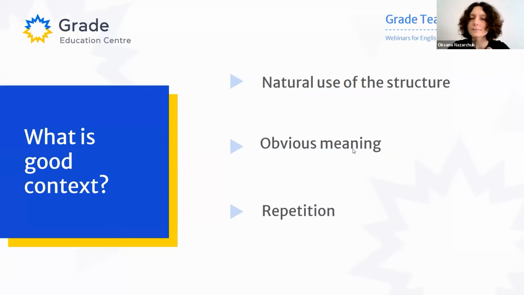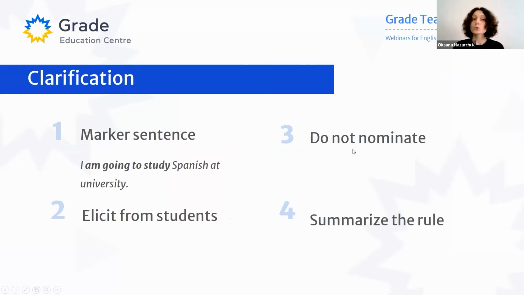Now, so how do we work with this context? So we read the text, we made sure that the text that we want to use uses the target language often, that the meaning is obvious, so students can understand the meaning. And you also made sure that it's a natural use of the structure. So what do you do next? You focus on example sentences.